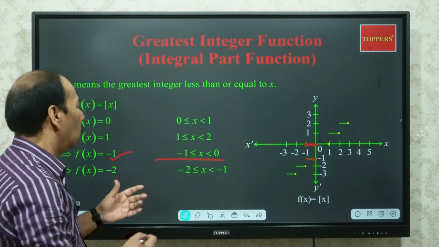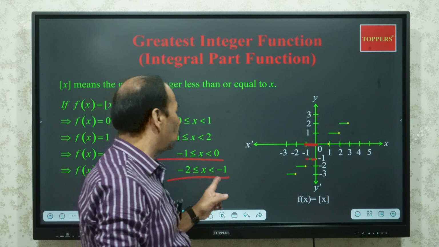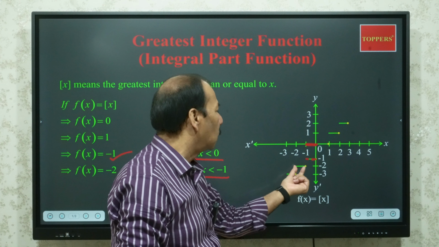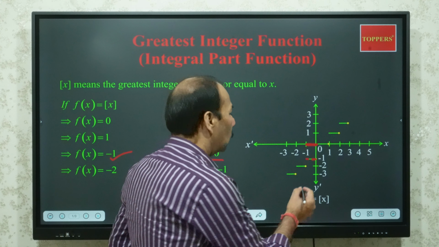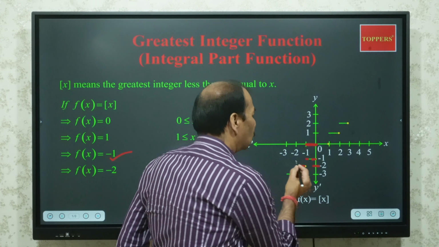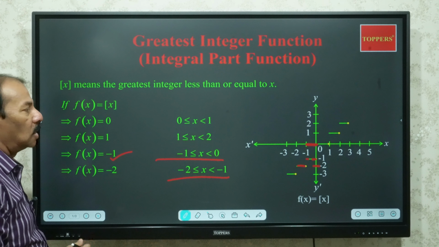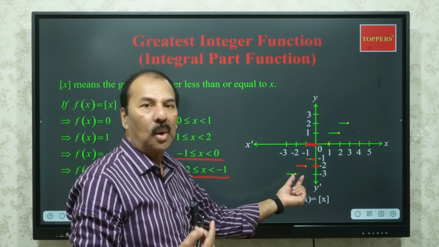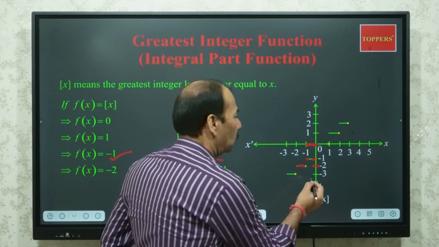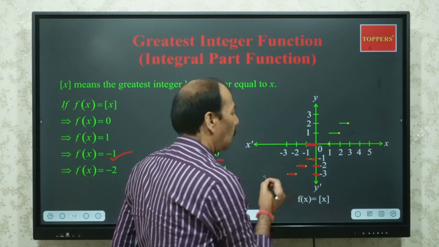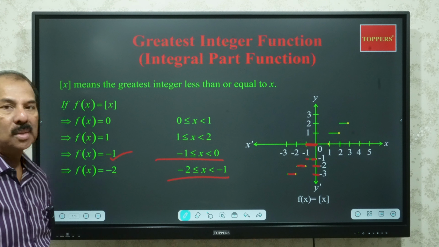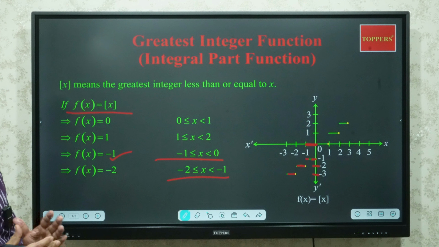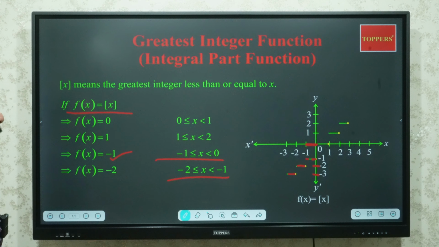Similarly, in the other interval, minus 1 to minus 2. In this interval, y is how much? Minus 2. So this is y equal to minus 2, so you have this minus 2. Similarly, if you take other intervals as we have taken, minus 2 to minus 3, y or f of x will be how much? Minus 3. This is y equal to minus 3 here. So this way we can plot the graph of the function f of x equal to integral of x between different intervals. So this represents your graph.